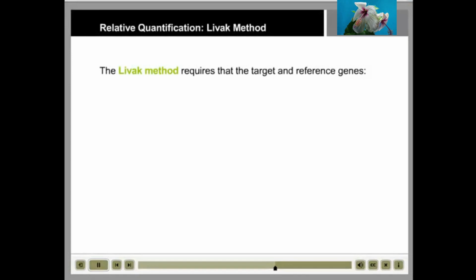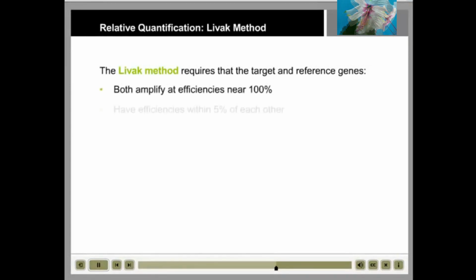The Livak method requires that the target and reference genes amplify with high efficiencies, and that the efficiencies differ from each other by less than 5%. Most optimized reactions fall within these criteria. If reaction efficiencies are low, optimize the reactions and, if necessary, select different primer pairs.